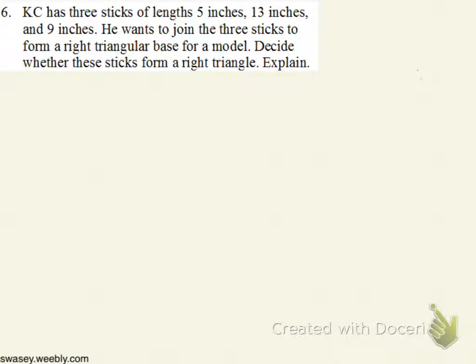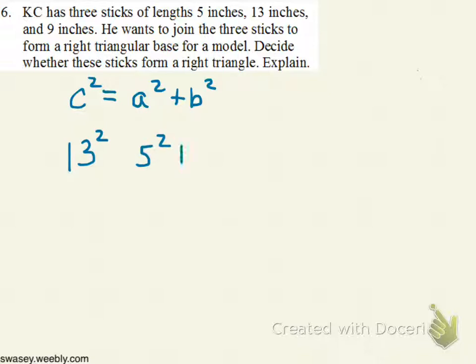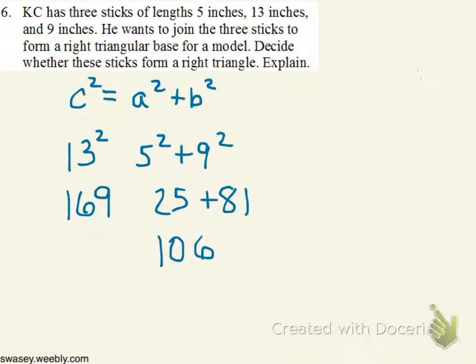On this one, he's got 3 sticks. We're trying to figure out what type of a triangle, or if it would be a right triangle. So the biggest one's the 13, so that's going to go where the c squared is. So if these are a right triangle, it'll be equal. 13 squared is 169. 5 squared is 25. 9 squared is 81. Add those together, you get 106. So this is an obtuse triangle. It is not a right triangle.